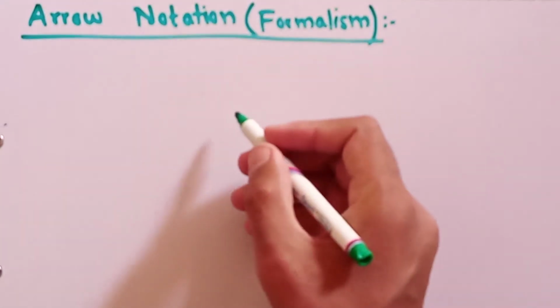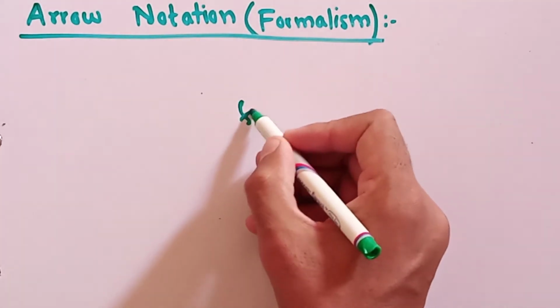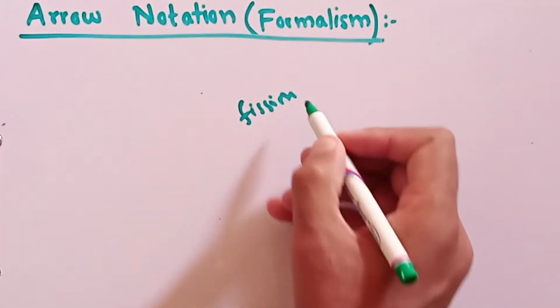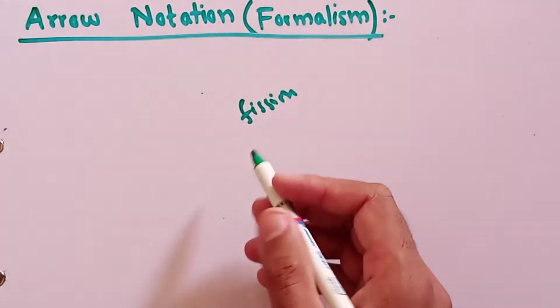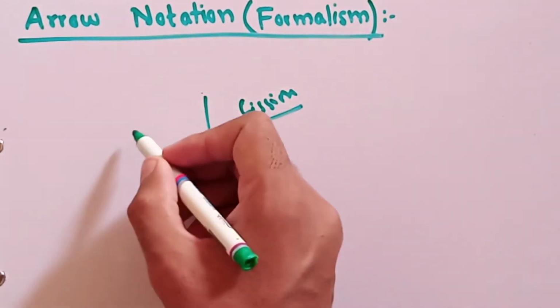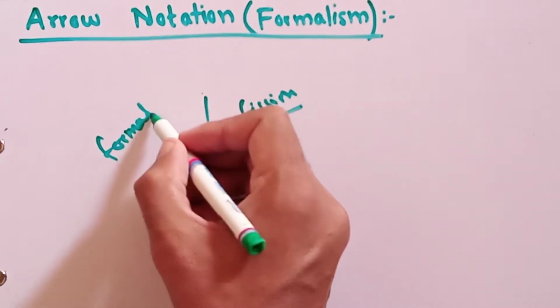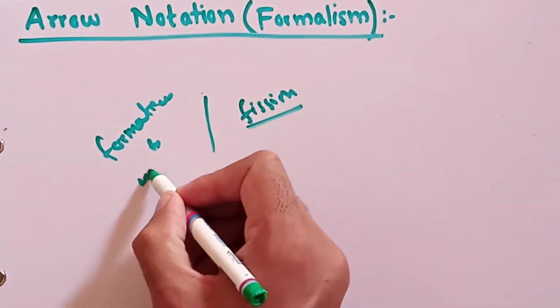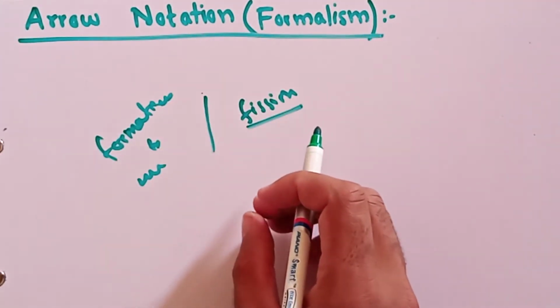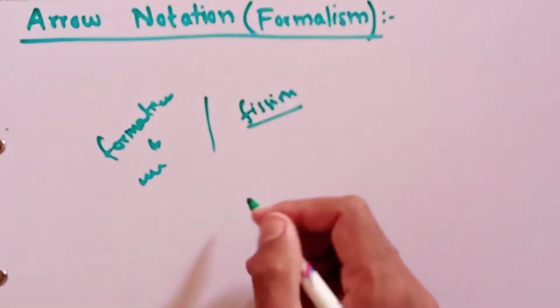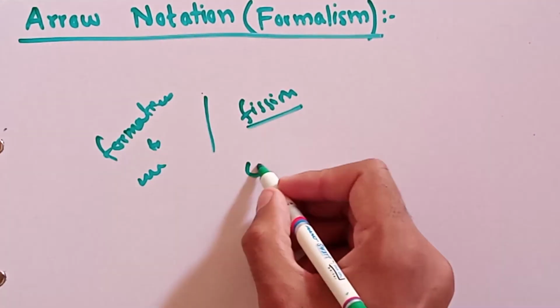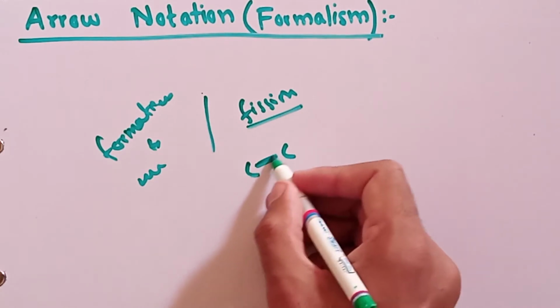the fission and formation of covalent bonds. During the fission of the bond or the formation of the covalent bond, the covalent bond is often represented by a dash. A covalent bond like this is one covalent bond. This is often represented by a dash.